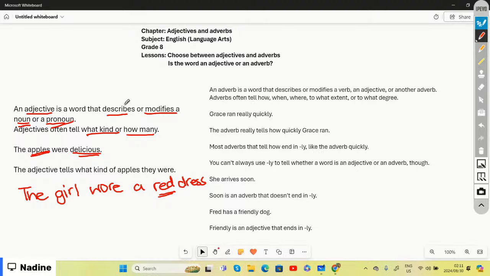Then we have adverbs, and an adverb is a word that either describes or modifies a verb. It either modifies an adjective or it even modifies another adverb. And adverbs often tell us how, when, where, and they even tell us to what extent or what degree.